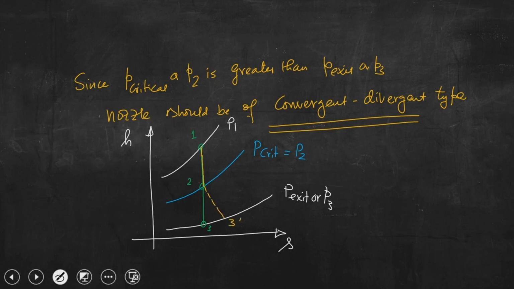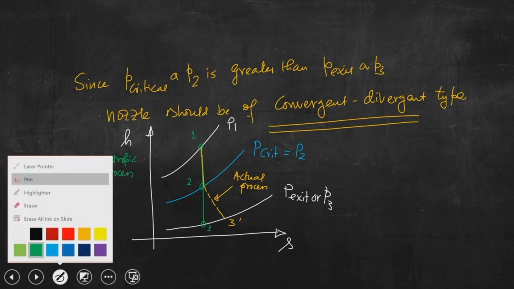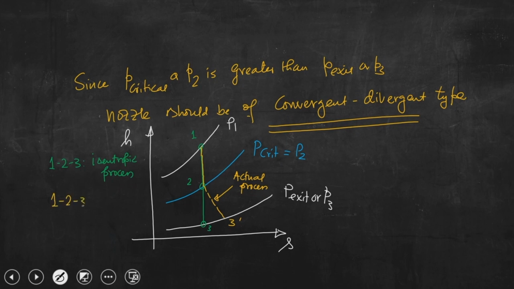So, this is 3 prime. So, this is the actual process and 1 to 3 is the isentropic process. So, 1, 2, 3 is the isentropic process, whereas 1, 2, 3 prime is the actual process, right, fine.